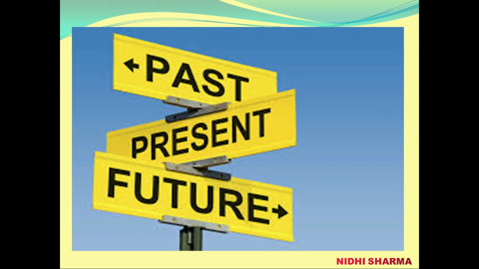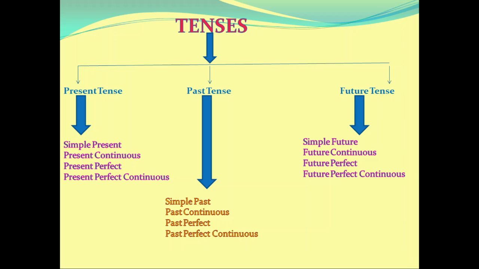In our previous video, we have learnt about the three types of tenses: present tense, past tense and future tense. These three tenses are further categorized into four forms.